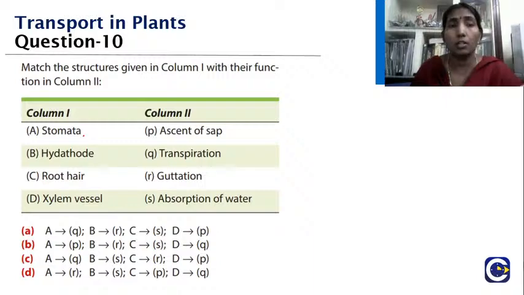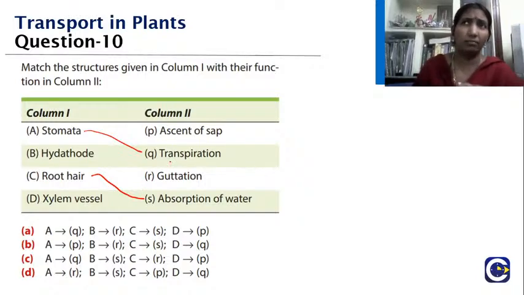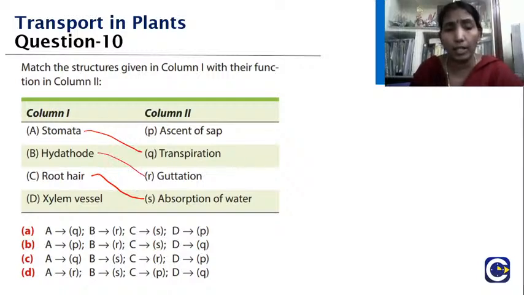Here we are going to see the stomata. We know that stomata helps in transpiration. What about the root hair? The root hair, yes, absorption of water. These are simple questions, where we have been learning these concepts for years, right from our KG classes. We know this. What about the hydathode? That is something to do with guttation.